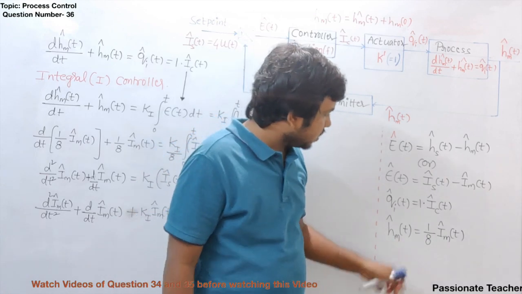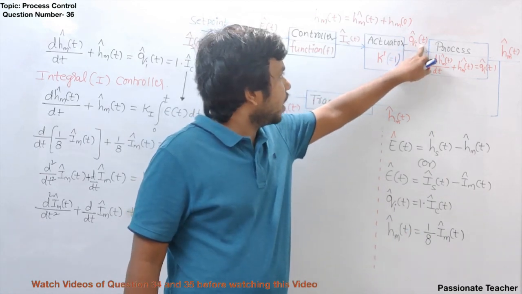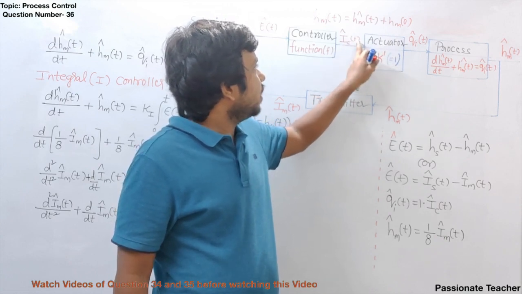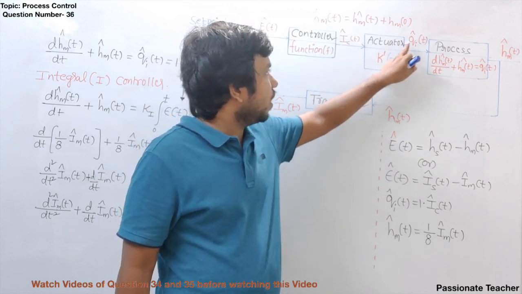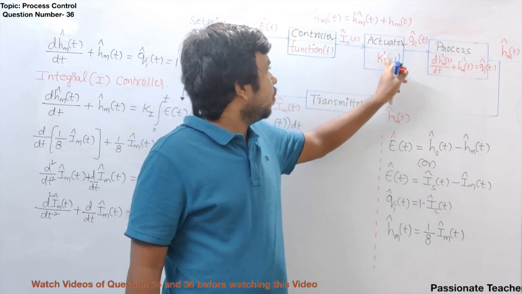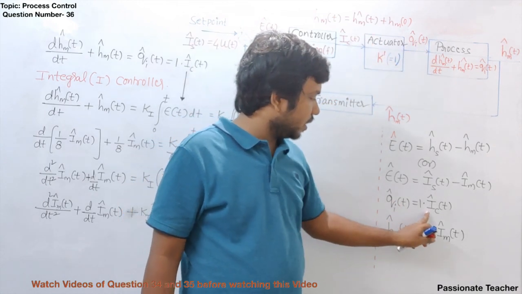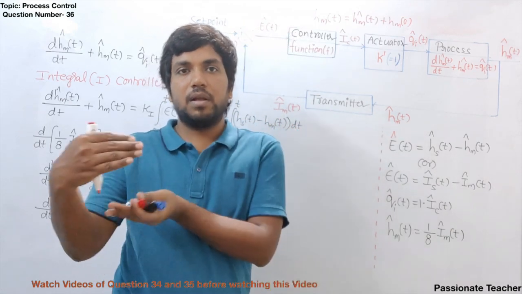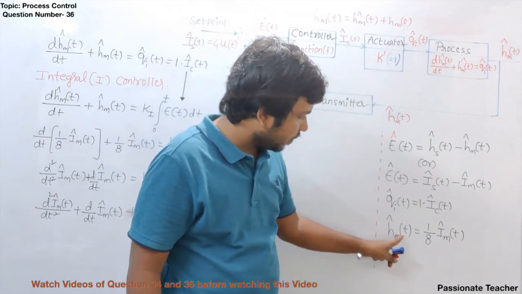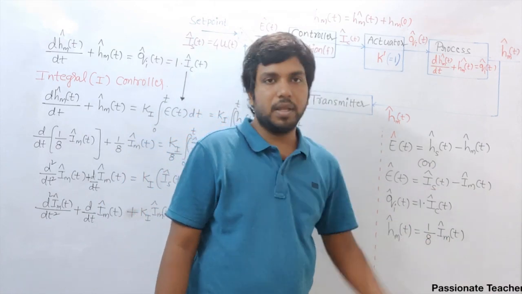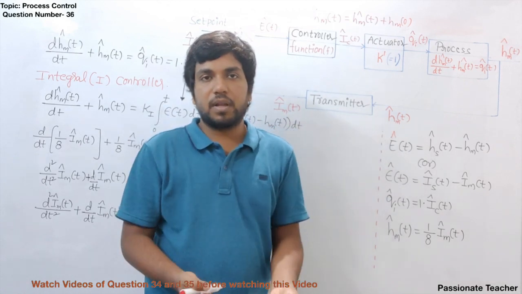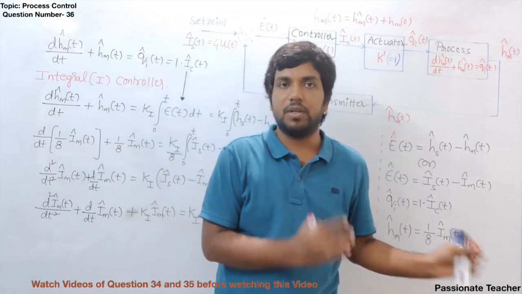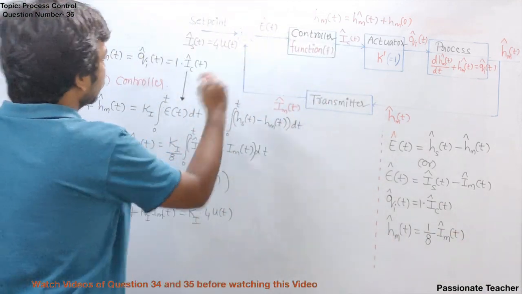Clear? Now, if you see the relation, QI cap of t can be written as K dash, the actuator constant, into IC cap of t. As we took K dash equal to 1, QI cap of t can be written as 1 into IC cap of t. That's what I have mentioned here. Clear? And the linear relation between the water level and the current can be given as HM cap of t is equal to 1 by 8 into IM cap of t. Beyond this, nothing else is there, but I have been explaining all these variables for almost the past 3 videos, right? So now let us look at what is going to happen here.